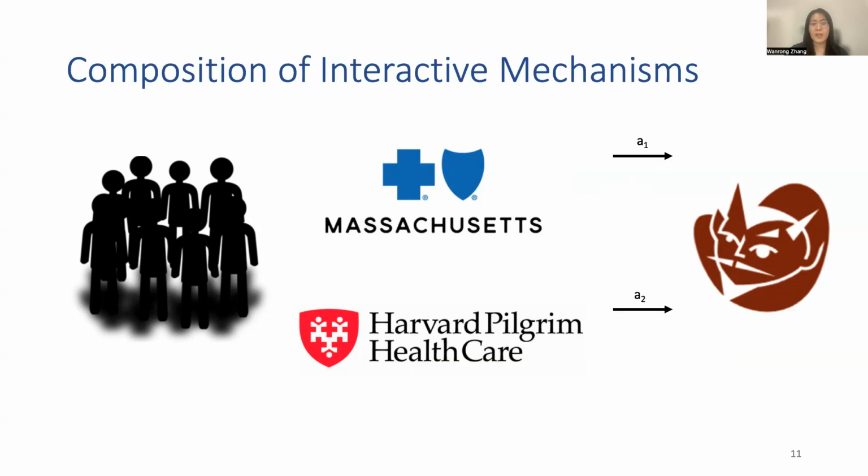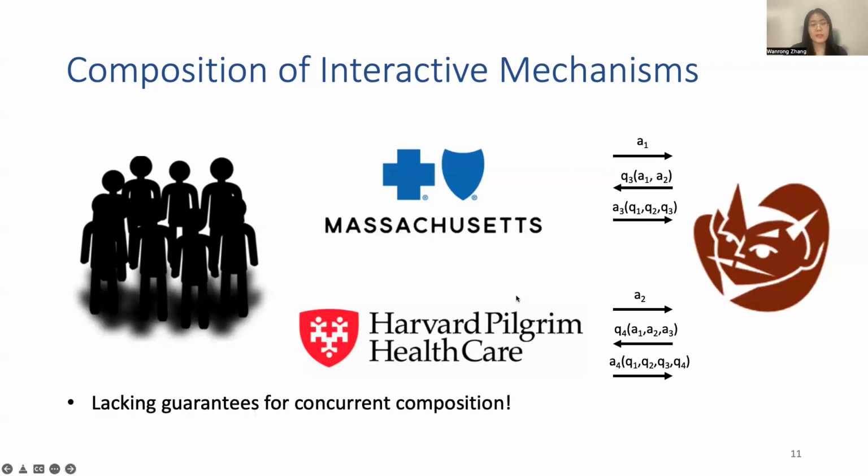For example, after getting some answers, the adversary uses this information to query Blue Cross Blue Shield, and then after getting back the answer, uses this answer again to query Harvard Healthcare. So the query sent to Harvard Healthcare may depend on the answer received from Blue Cross Blue Shield. It's not clear if the adversary can break my privacy guarantee because of this correlation. So we are currently lacking analysis to account for the total privacy loss under the concurrent composition setting.